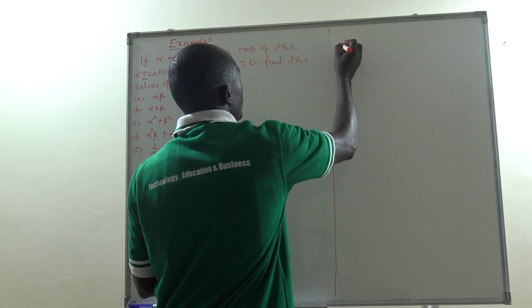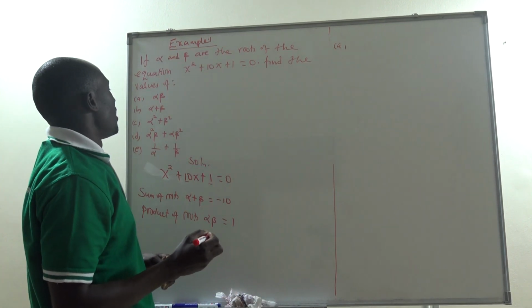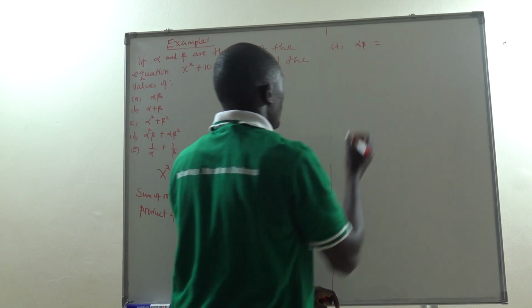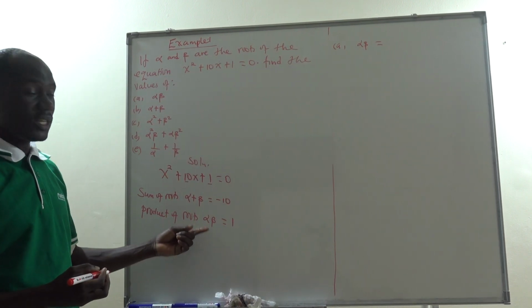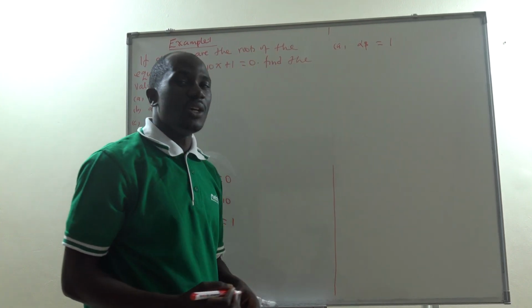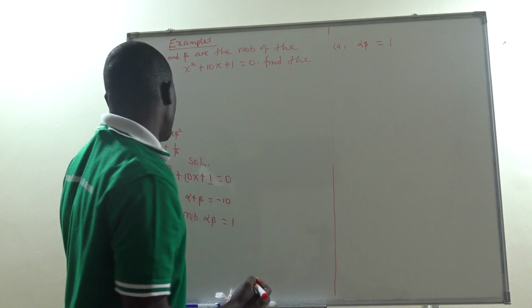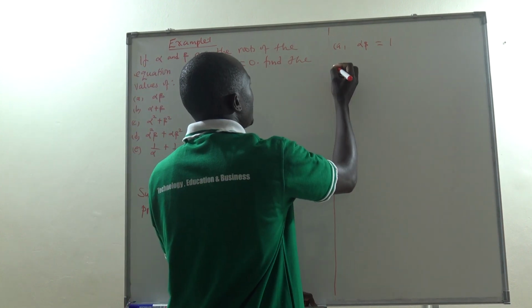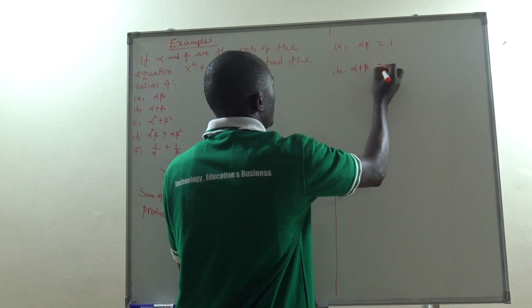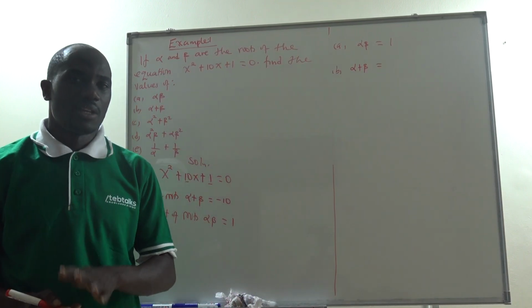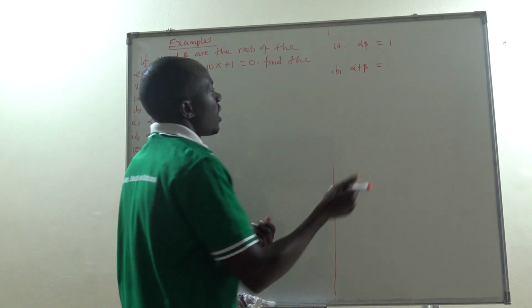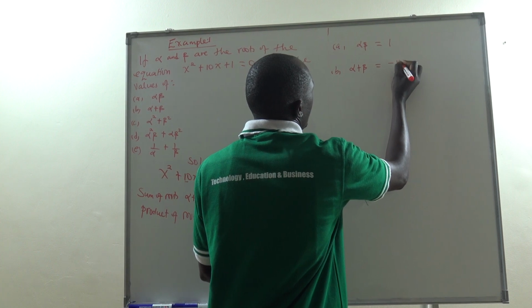Part A was saying, find the value of alpha beta. Our alpha beta is already what? Alpha beta is the product, which is 1. Then you have already qualified for the mark. We also go to part B. Part B is saying alpha plus beta. Alpha plus beta is just the sum, which is already negative 10. So our alpha plus beta is negative 10.